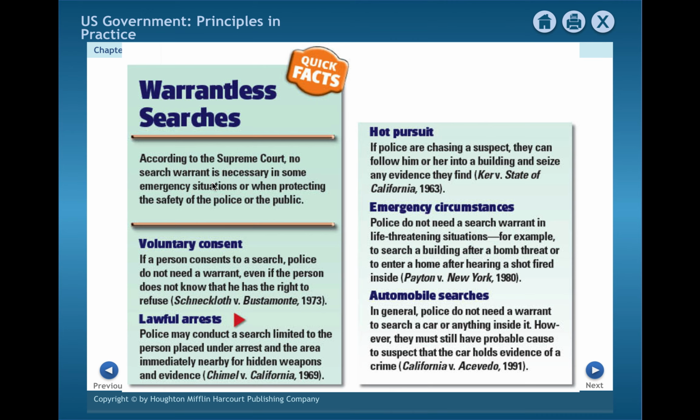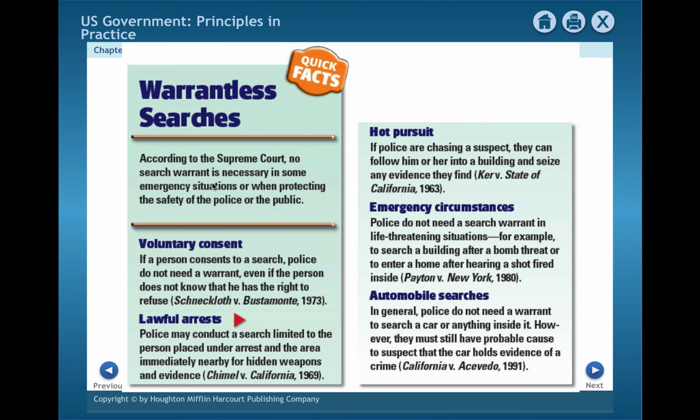Police can conduct a search limited to the person placed under arrest and in the area immediately nearby. So if you were doing something terribly illegal and you are arrested, it makes logical sense under this lawful arrest that the police can look immediately around you to see, were you carrying any weapons? Are you in possession of any drugs? Giving a pat down, for example, checking for guns or knives. And it's in the interest of the safety of the police officers.